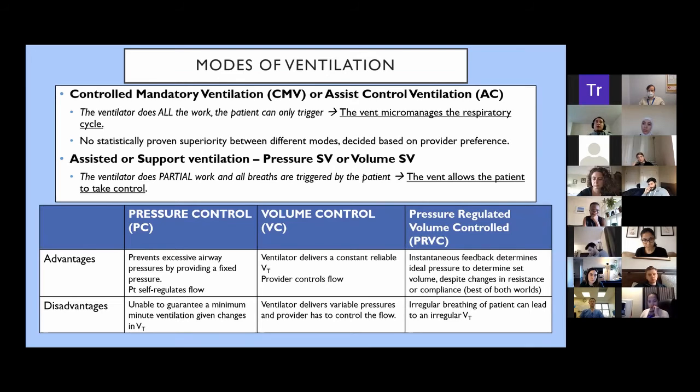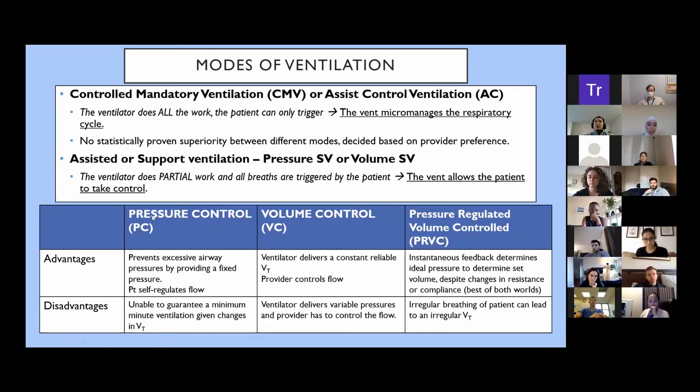Or two, we have a patient that we expect a prolonged weaning from the ventilator, and we want to provide kind of like crutches or training wheels to the patient to wean them from the ventilator little by little. So those are the only two circumstances where we really use support modes of ventilation.